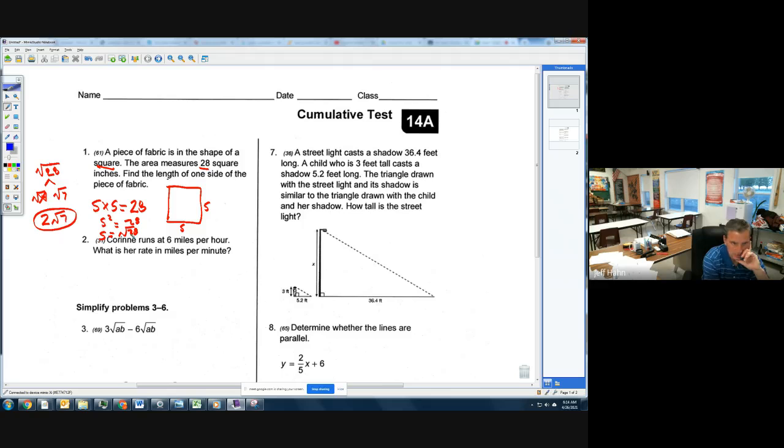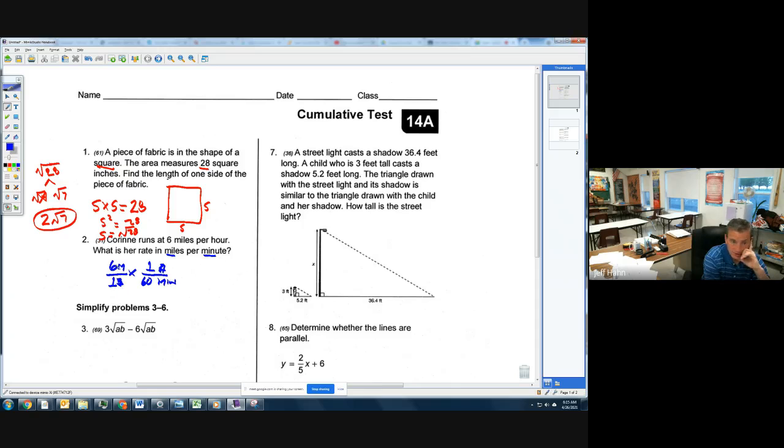Boom, 1 down, 2 to go. Corinne runs at 6 miles per hour. What is her rate in miles per minute? Again, a simple unit multiplier will fix this for you. 6 miles per hour, and I want to change that to miles per minute. So the label I'm trying to change is hours. If I have hours on the bottom, I have to put hours on top. I'm changing hours into minutes, and 1 hour equals 60 minutes, which is good because my hours cross off.